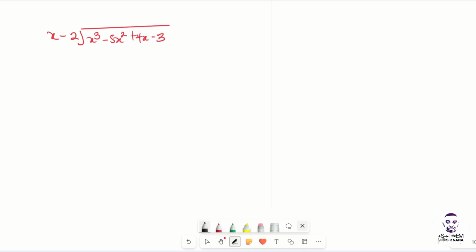So the process we'll go through, first we are going to take the x, and then we divide that by the x cubed here. So x cubed divided by x is going to give us x squared, right? Let's consider that x cubed all over x.